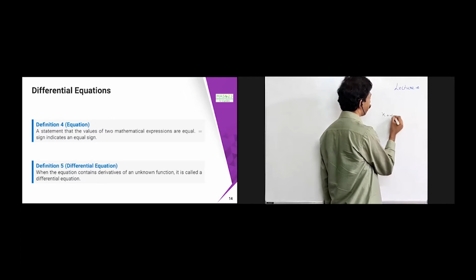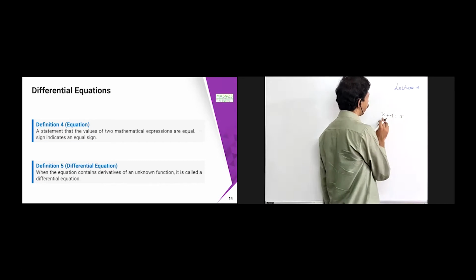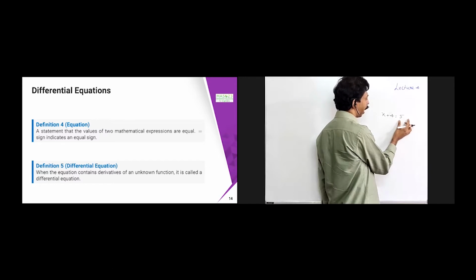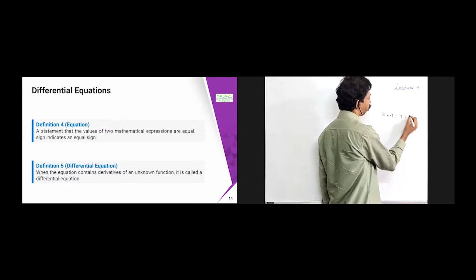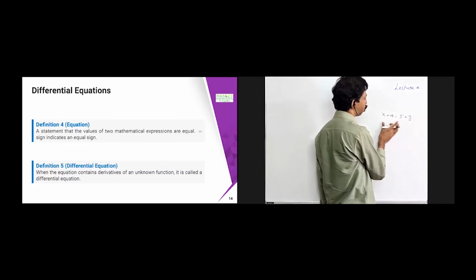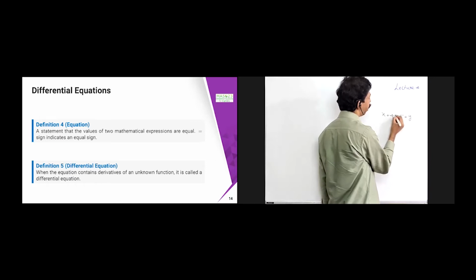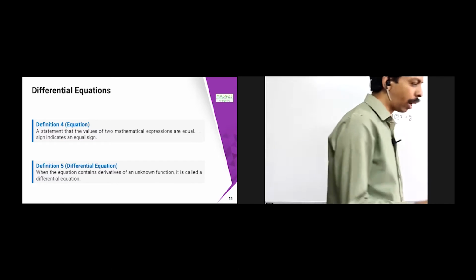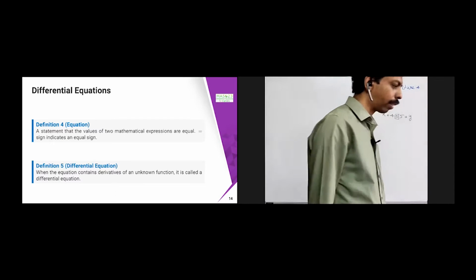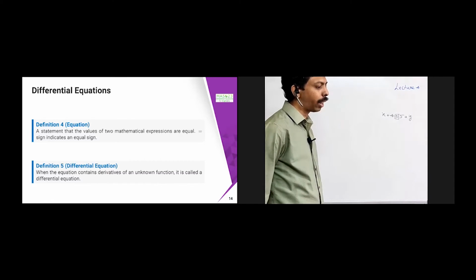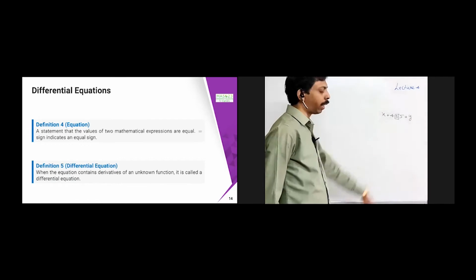For example, I can say x plus 4 equal to 5. This is an expression on the left hand side, and I have another expression on the right hand side. Or I can put 5 plus 5: left hand side I have an expression, right hand side I have an expression, and I can say these two are equal. So this is called an equation. The important thing is that if it is an equation, I should have an equality. If it does not have equality, if you have something like less than or greater than, then we say that is an inequality. The equal sign indicates the equality.